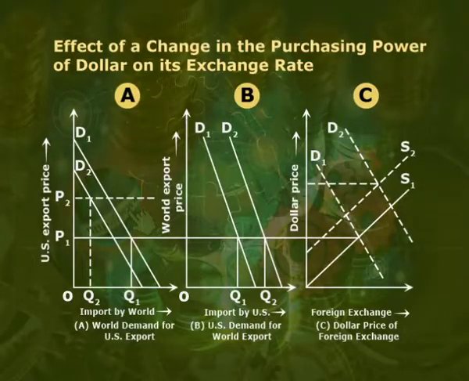Effects of a change in the purchasing power of a dollar on its exchange rate. This means that the world demand for dollar exchange also declines, for the simple reason that the rest of the world now has less payment to make to American exporters or creditors. From the American point of view, this means that the supply of foreign exchange decreases. Note the leftward shift of the supply curve in figure C.